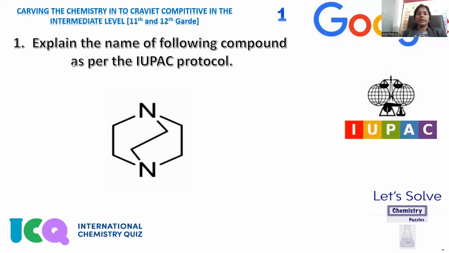Here is the compound. Explain the name of the following compound as per the IUPAC protocol. IUPAC stands for International Union for Pure and Applied Chemistry. As per the IUPAC, this is the compound. If you see, it is a bicyclic system with two nitrogen heteroatoms. It is somewhat complicated to give the name, so IUPAC gave certain guidelines in order to name the given compound. Let's see how we can name this.